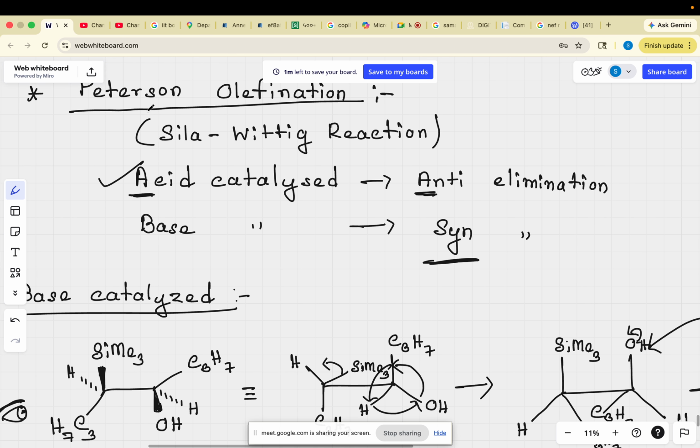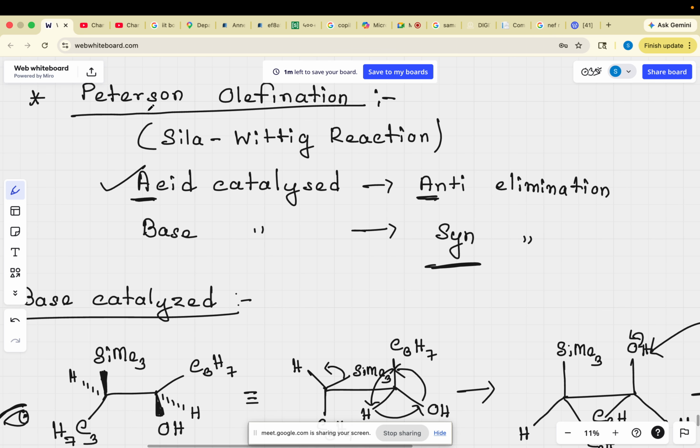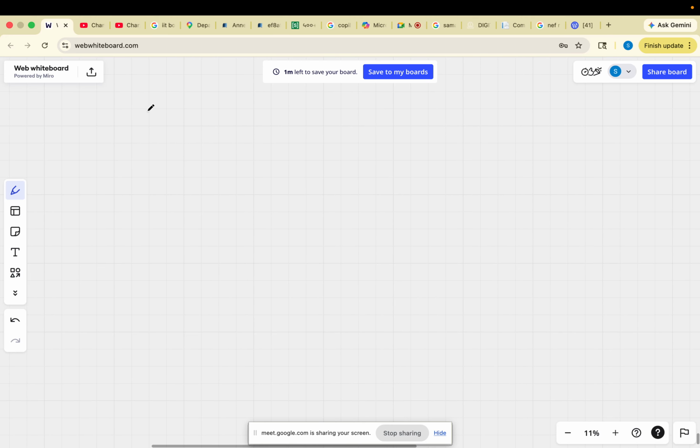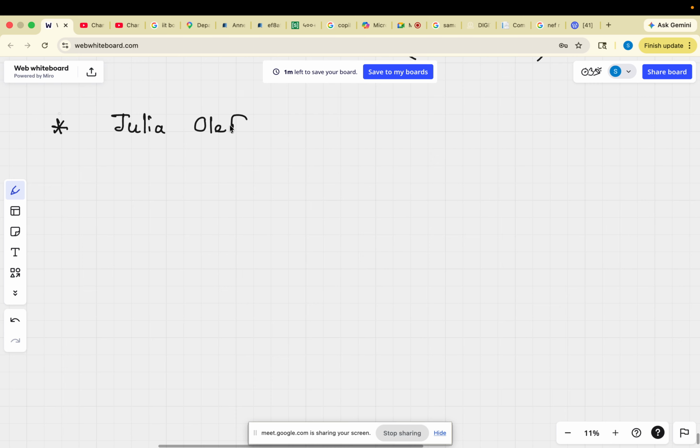So just remember this. In Peterson olefination, if you have acid condition, acid catalyzed, it will be anti-elimination. If you have base catalyzed, that time you have to do syn elimination. Okay, that's it. This is the last reaction we have. If I find some important name reactions later, I will add them, because on YouTube I have made different playlists. So there I will add. No need to worry, it will not mix up with other classes. In the playlist you will get all the things in a proper sequence.